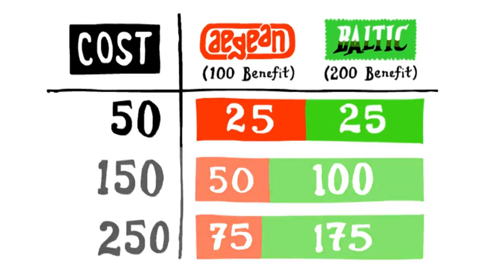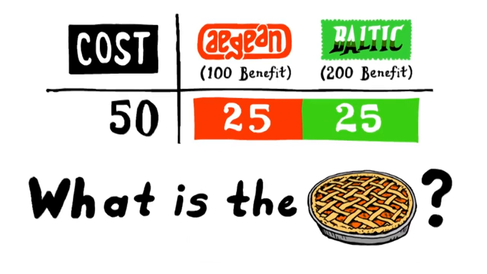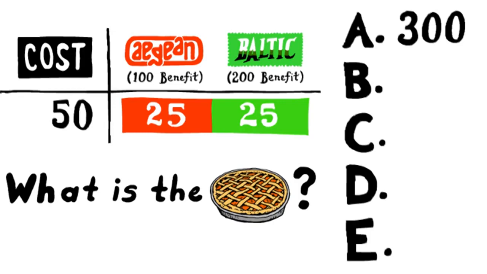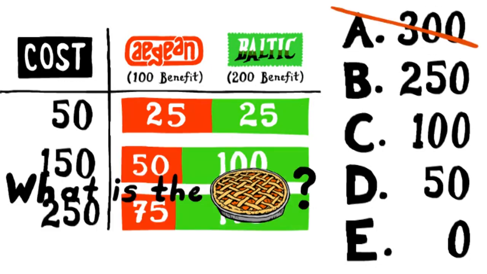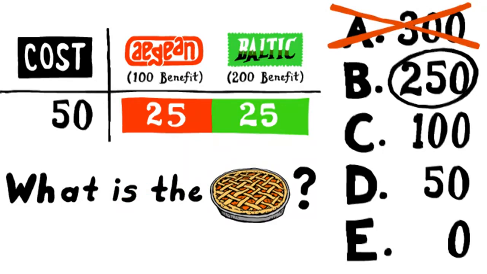Consider the first row where the total cost is 50. So what is the pie? I'll make this a multiple choice. Is it A, 300, B, 250, C, 100, D, 50, or E, 0? If you add up the benefits, 100 to Aegean and 200 to Baltic, you get 300. But that's not the pie, since the costs must be paid. You might think then that the pie is B, 250.